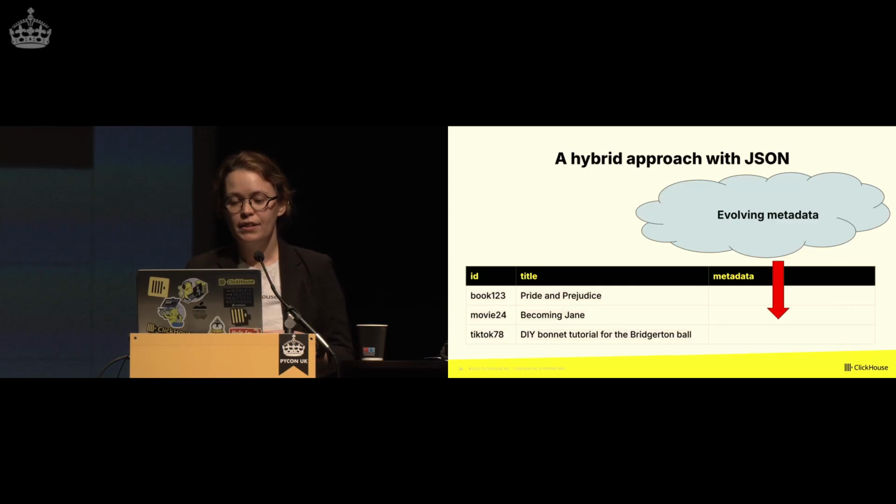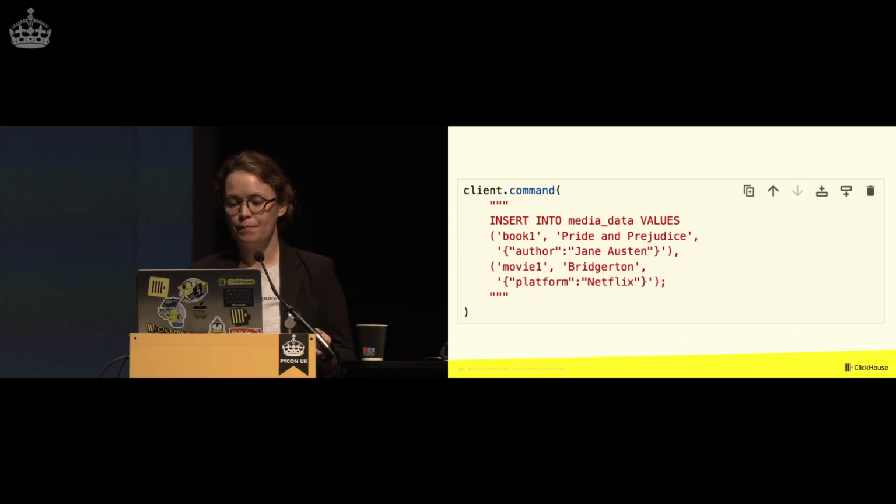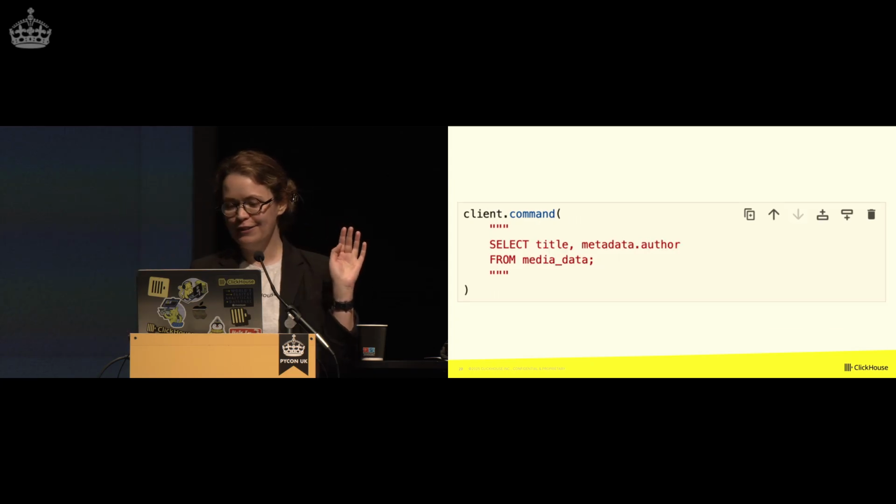And ClickHouse lets you take a hybrid approach. You can keep your structured data in regular columns and put all the messy, evolving metadata into a single JSON column. This is actually a new feature that we got just this year. And the implementation is simple as well. In your create table statement, you just define a column as JSON, and that is it. You can then insert your objects, whatever they are, if they're books, movies, TikToks, does not matter. And you can query them with simple dot notation.